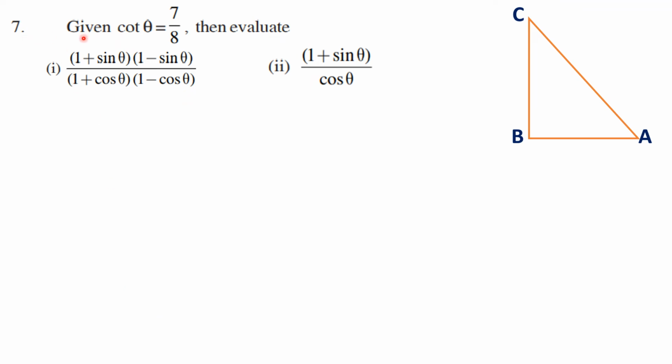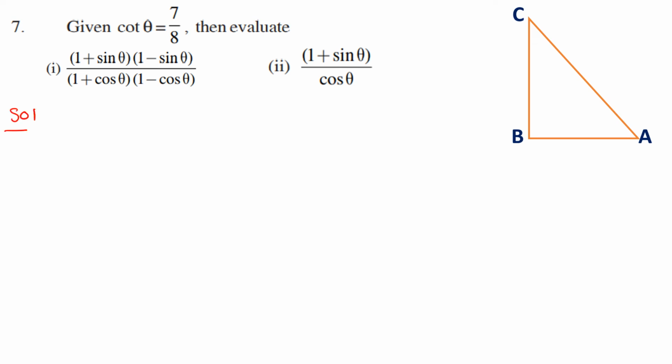Question number 7. Given cot theta equals 7 by 8, then evaluate (1 plus sin theta)(1 minus sin theta) by (1 plus cos theta)(1 minus cos theta). Second one, (1 plus sin theta) by cos theta. Okay, so let us write the solution here.